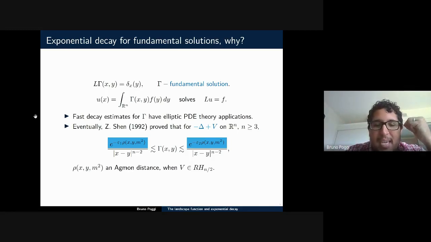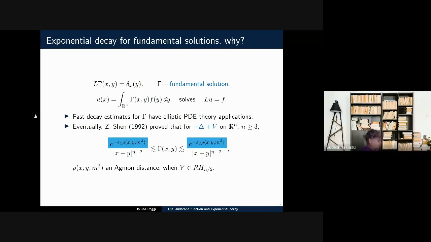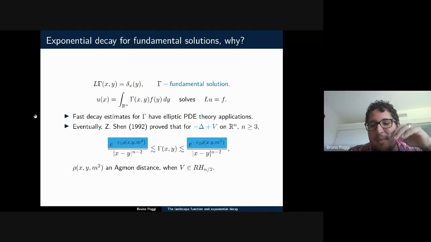Except that we are changing the exponent a little bit, because this epsilon1 on the left, epsilon2 on the right, and as such, it differs a bit, but the form of the decay is the same, right? And it's exponential because it's in terms of this Agmon distance, rho x by m squared. Now, but what is this m squared, right? So this will go into detail soon.